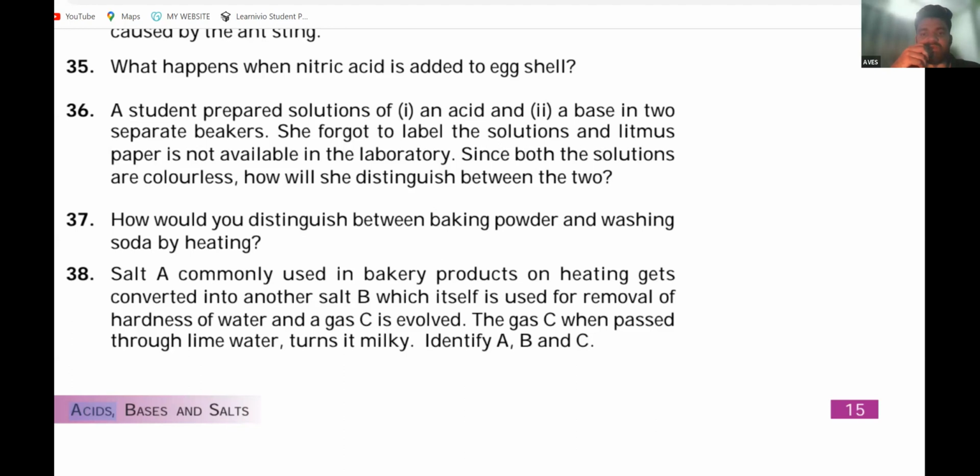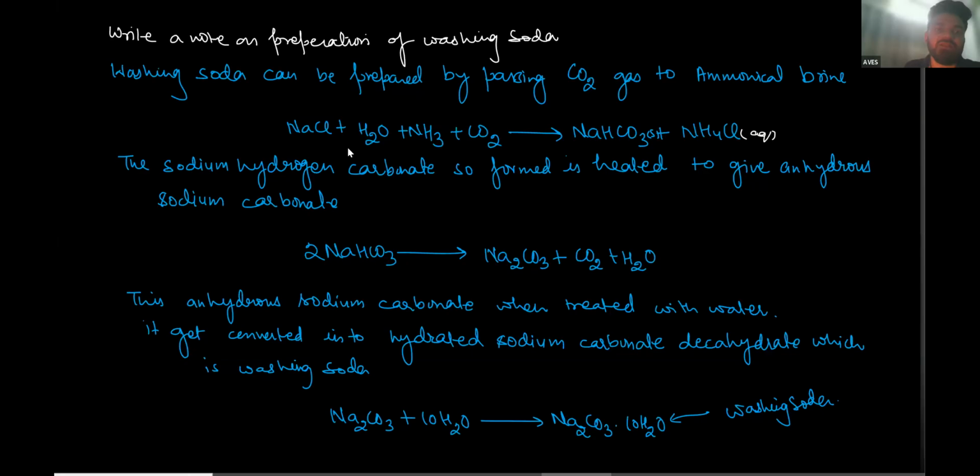Okay. Salt A used in bakery products, on heating, gets converted into another product B, which is used for removing permanent hardness. So when you heat baking powder, what will it form? Washing soda, that is Na2CO3, which is used for removing permanent hardness of water. And a gas C is evolved. This gas C, when passed through lime water, turns it milky. Which is that gas C? Carbon dioxide, CO2. Simple, that we are studying.